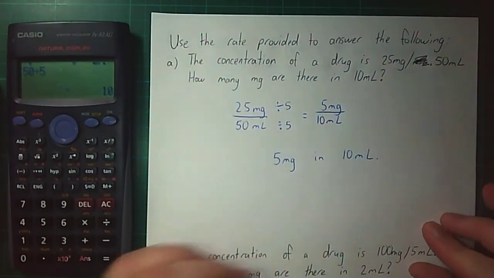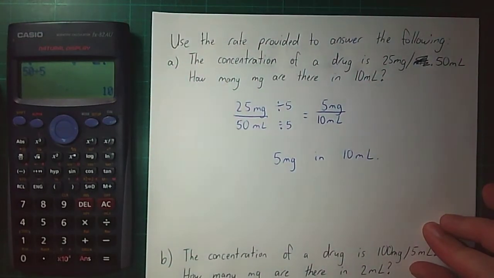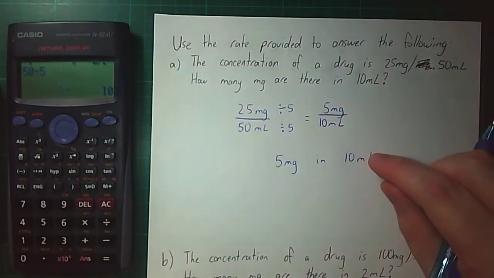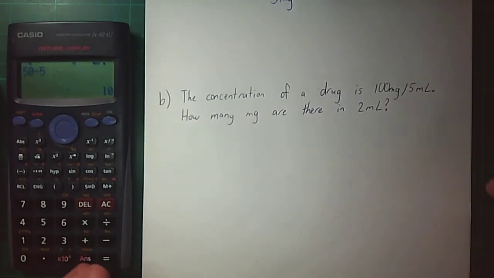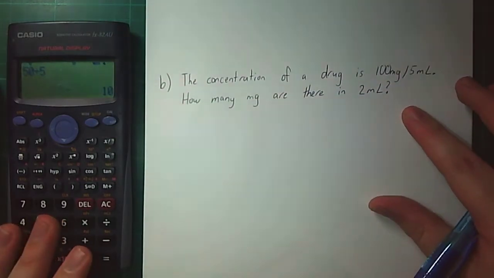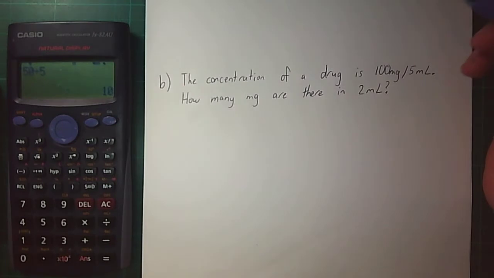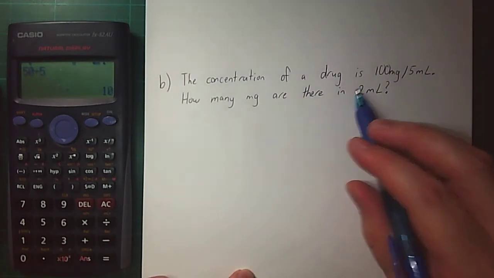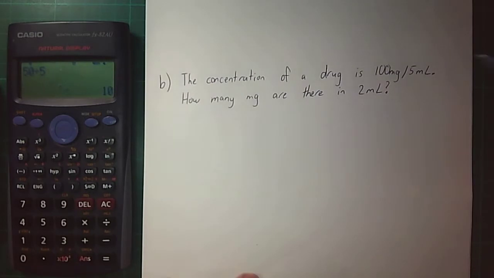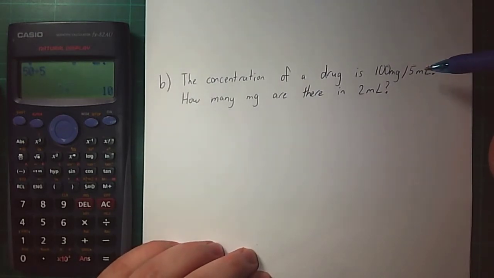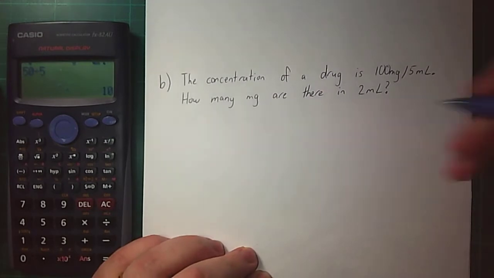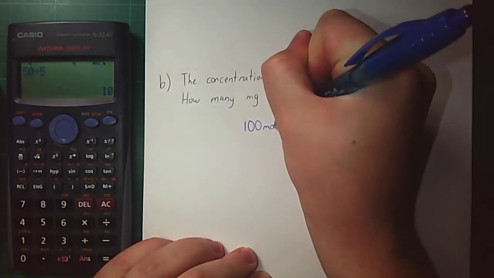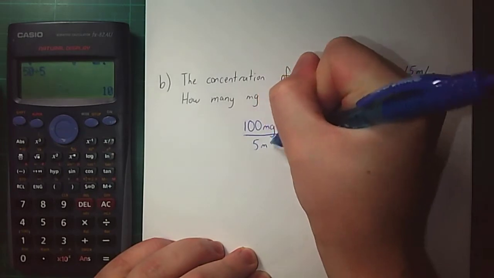And that's our answer. But that solution would only work for this question. So in the next part here, I'm going to explain a solution that will work for any question like this, even if it is a simple one like the one above. Okay, so the concentration of a drug is the same basic question, except numbers have changed. Concentration of a drug is 100 milligrams for every 5 milliliters. So how many milligrams are there in 2 milliliters? First of all, we'll write it down as it is. 100 milligrams in 5 milliliters.